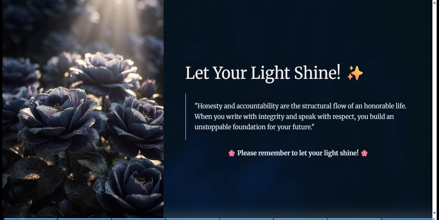And now that you have done all of that, let your light shine. Honesty and accountability are the structural flow of an honorable life. When you write with integrity and speak with respect, you build an unstoppable foundation for your future. Please remember to let your light shine.